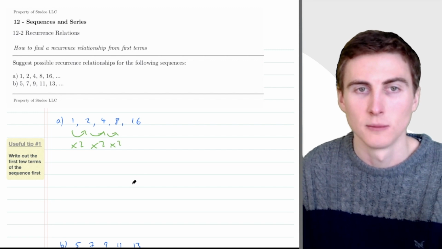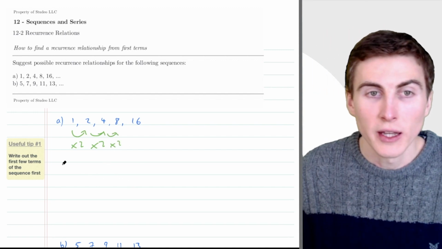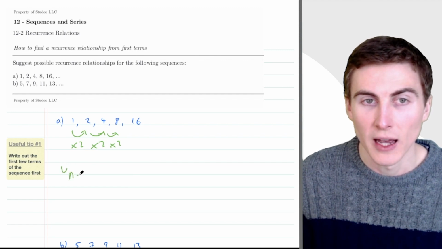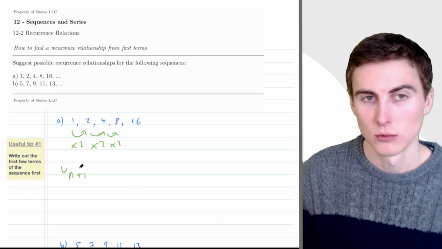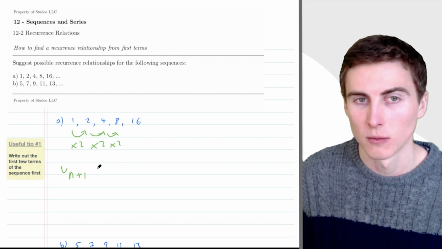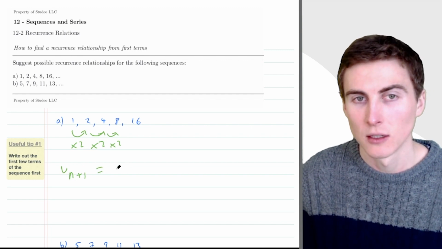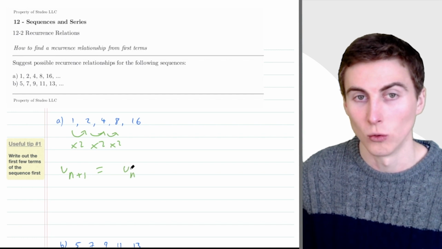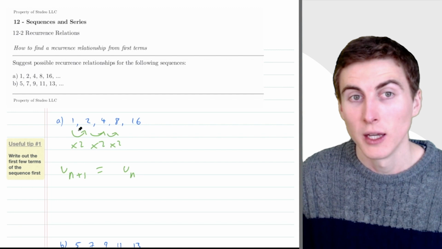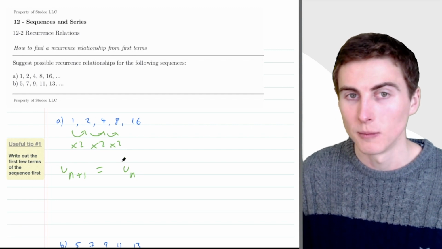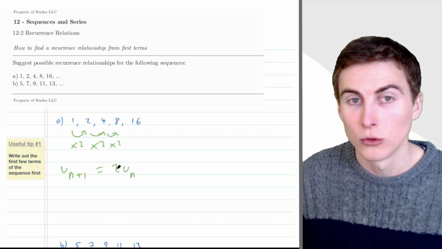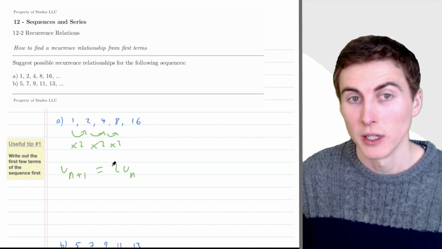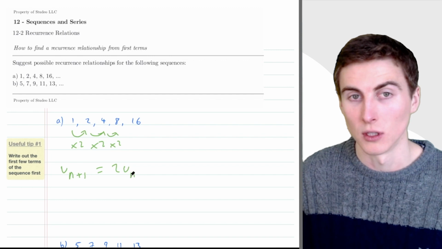These are getting 2 times bigger each time. That's the key thing. So if I want to write an expression for this, I would always want to write it as u of n plus 1. We're saying the next term in the sequence is something times u n, or u n plus or minus something. In this case, because it's doubling each time, it's just going to be equal to 2 u n. So we're saying that the next term in the sequence is just 2 times the current term.